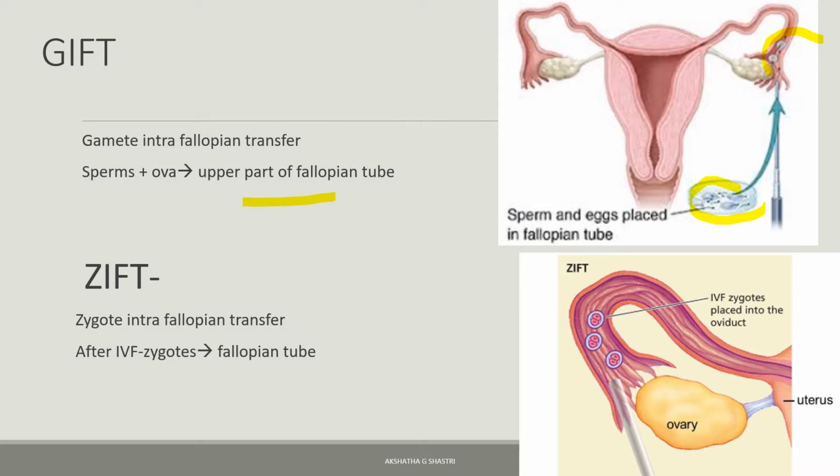Next is ZIFT, Z-I-F-T. Here the zygote intrafallopian transfer is seen. That means here the fertilization takes place outside. Eggs are collected and sperms are collected. They are fused in a petri dish, and again they are transferred to the fallopian tube. After in vitro fertilization, the zygotes are transferred, that is ZIFT. If the gametes are transferred, that is GIFT.